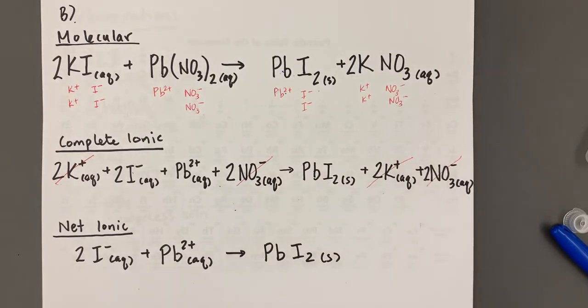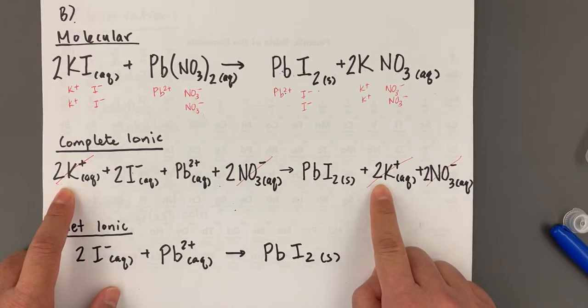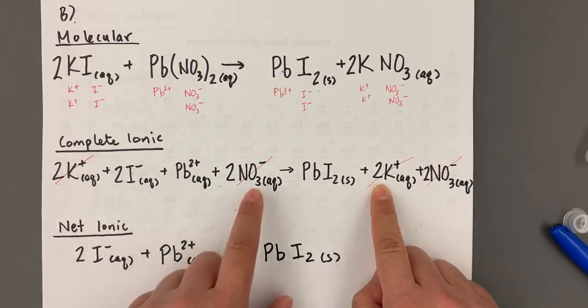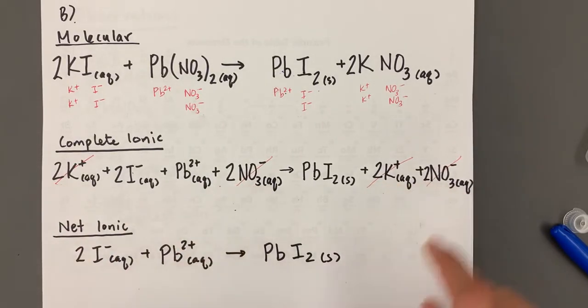Again, we cross off our spectator ions, the ones that appear before and after the arrow as a reactant and a product. So this would be our potassium and our nitrate. Bring down everything else. Our net ionic is 2 iodides plus lead 2+ gives us lead iodide.